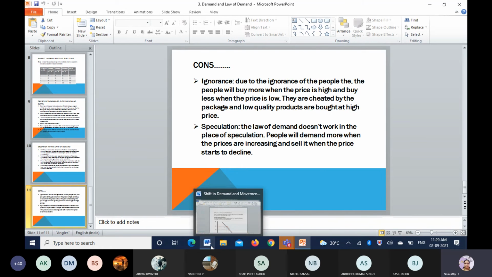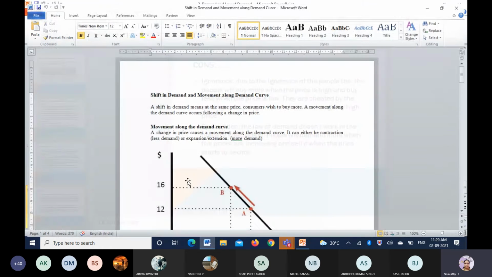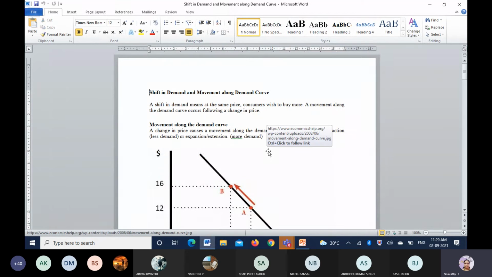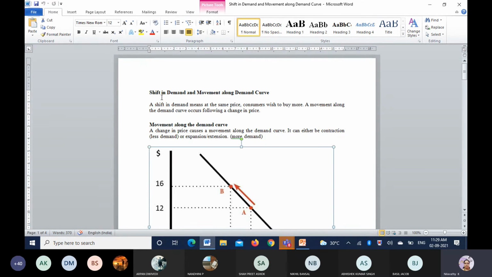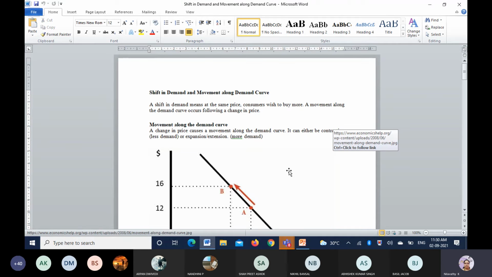So along with this, I just want to cover this one also. So that is why the demand curve is a downward sloping curve, and then we saw the exceptions where normally the law of demand doesn't operate. And now here comes the shift in the demand curve and the movement along the demand curve. There are two concepts which you should know when you learn about demand.